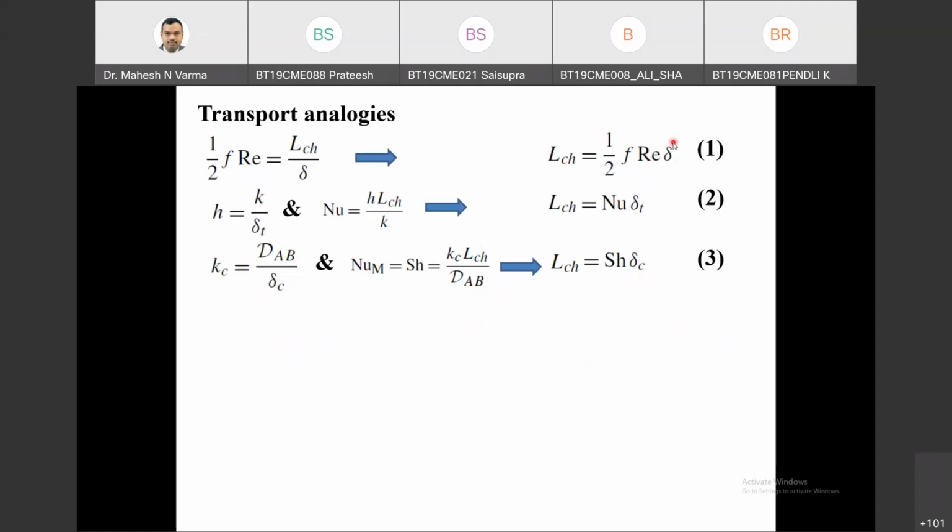So this is all momentum transfer. No, this is not momentum. This is mass transfer boundary layer thickness. This is momentum transfer boundary layer thickness. This is heat transfer boundary layer thickness, and this is mass transfer boundary layer thickness.